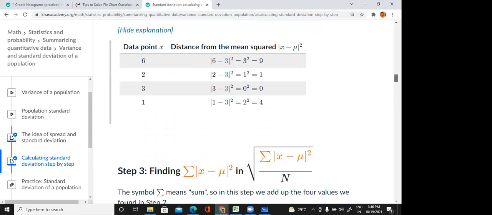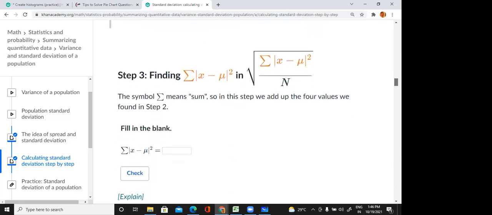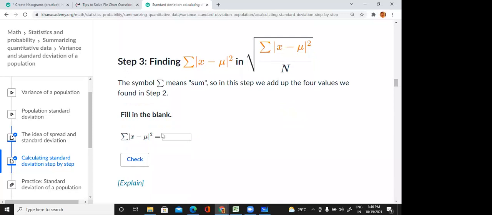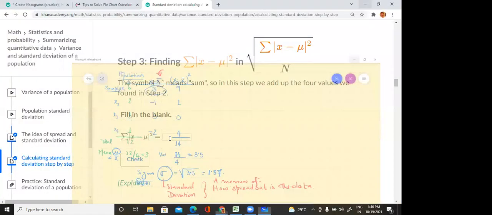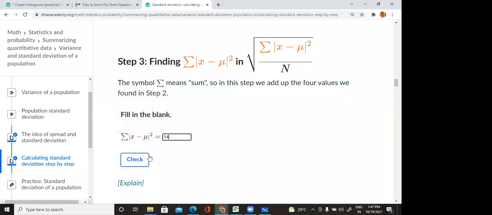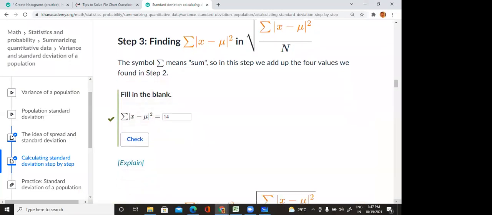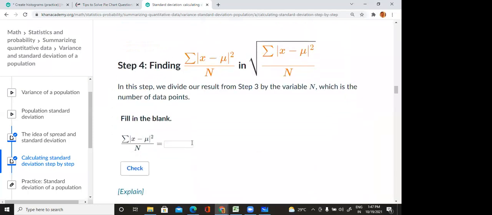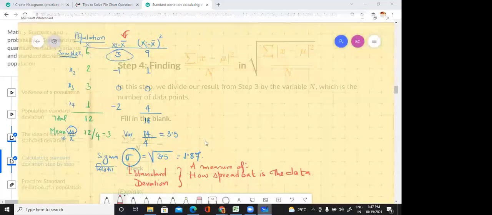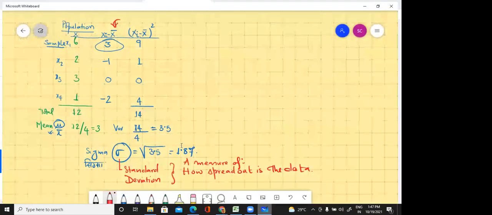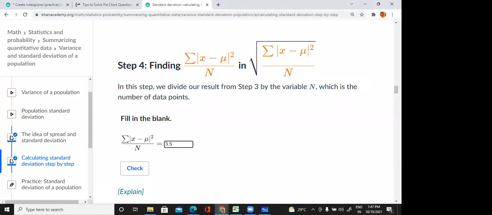Okay, then what did we do? We summed it up. That is what is meant by the summation, and the sum of all these squares of differences came out to be 14. Let's see if that was correct. Yes, that was also correct. Then we took an average. So that came out to be 14 divided by 4, that is 3.5. Yes, that is also correct.